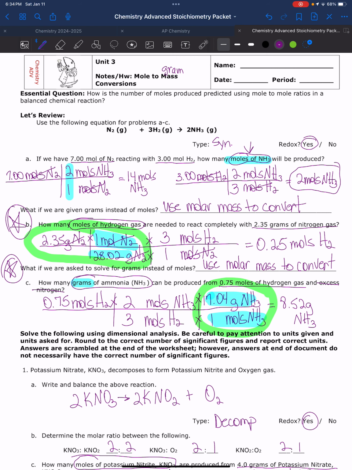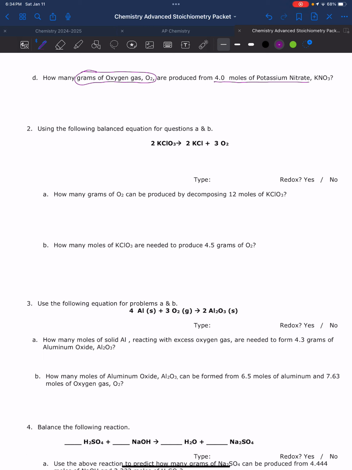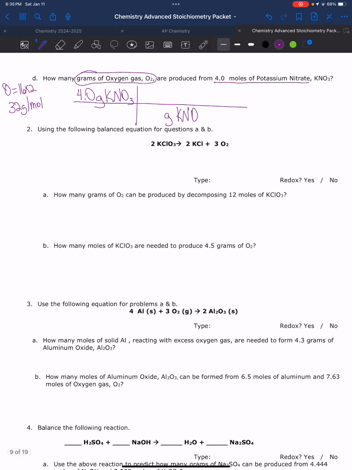So our molar mass is going to be the last thing that we use. Okay. And grams of oxygen gas, well, oxygen is 16 times 2, means our molar mass is 32 grams per mole. So I'm going to start my dimensional analysis problem, and I have 4 grams of KNO3. I have to bring my grams of KNO. Oh, I messed up, y'all. I'm sorry, I'm making mistakes on this today. I have 4 moles of KNO3.